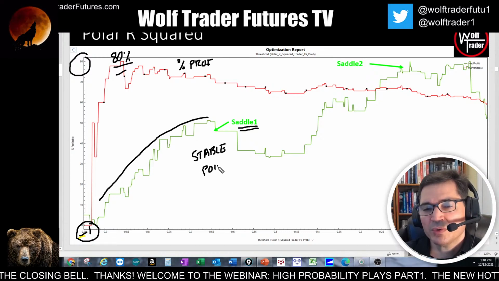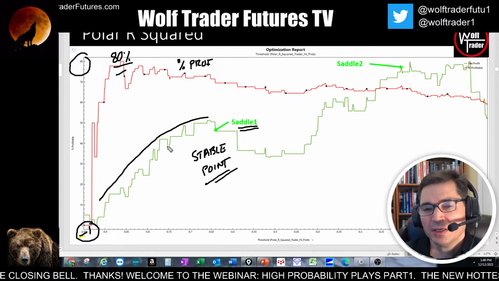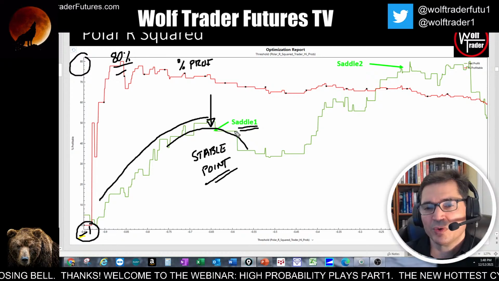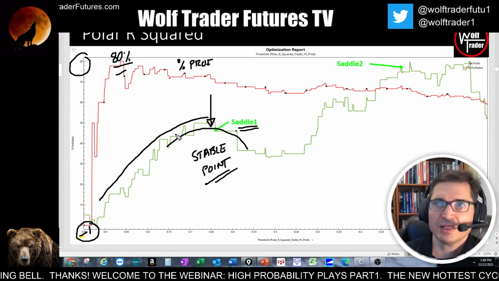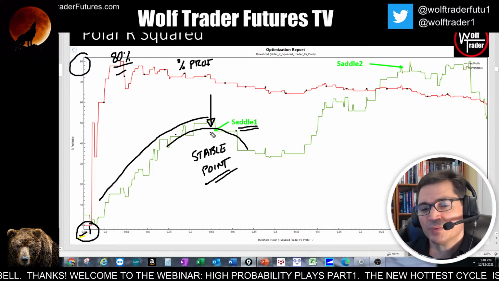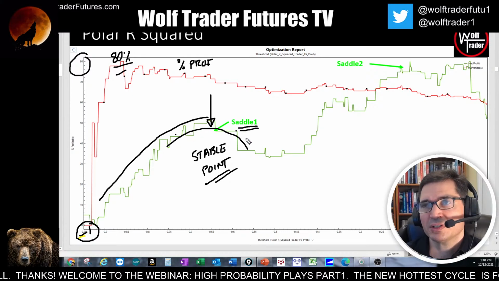What you want to do on the saddle is, it's rounding like this, right? So you want to find a point on the saddle that's kind of stable. You don't want to be right on the edge here. Although this edge is probably better because it's still climbing. So this is where you would want to be. This is the first saddle point.